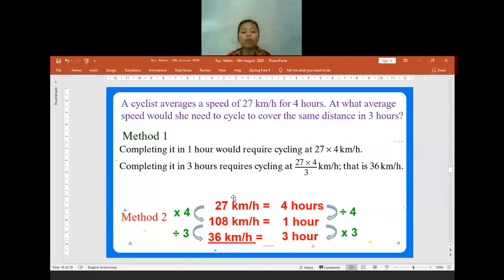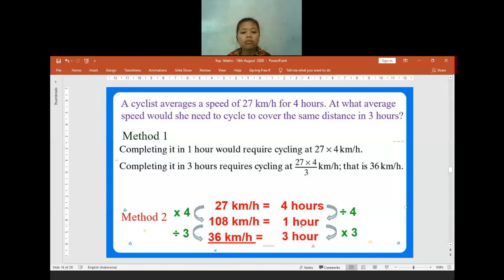Now, for the second method, we use the same example. 27 kilometers per hour for 4 hours, I will find the speed for 1 hour. For example, if I want to go from Surabaya to Malang, and if I go slowly it will take about 4 hours. If I want to reach Malang from Surabaya in 1 hour, it means I have to drive the car faster or slower?